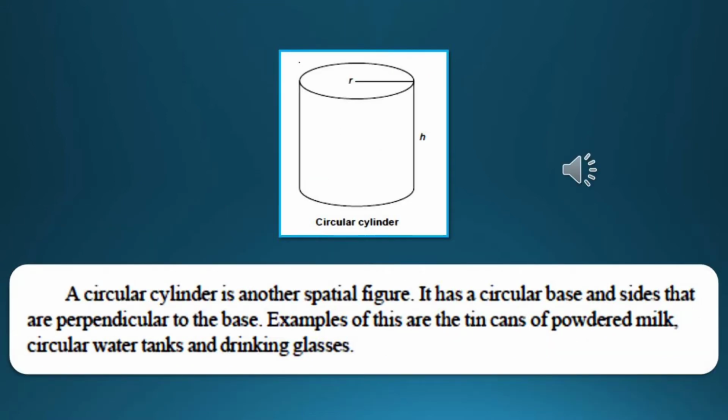A circular cylinder is another special figure. It has a circular base and sides that are perpendicular to the base. Examples of these are the tin cans of powdered milk, circular water tanks, and drinking glasses.